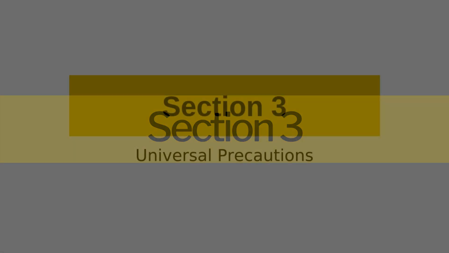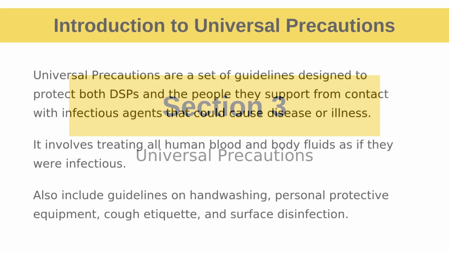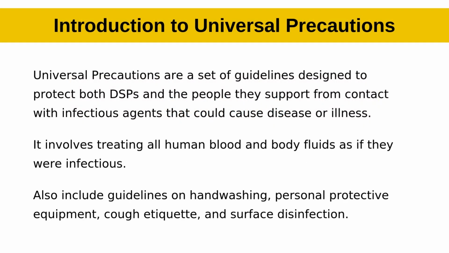Section 3. Universal Precautions. Introduction to Universal Precautions. Universal precautions are a set of guidelines designed to protect both DSPs and the people they support from contact with infectious agents that could cause disease or illness. It involves treating all human blood and body fluids as if they were infectious. Also include guidelines on hand washing, personal protective equipment, cough etiquette, and surface disinfection.